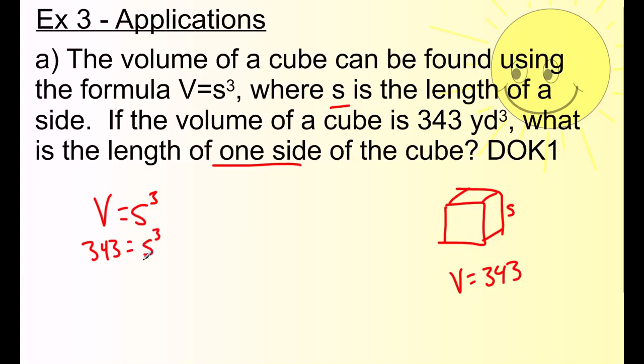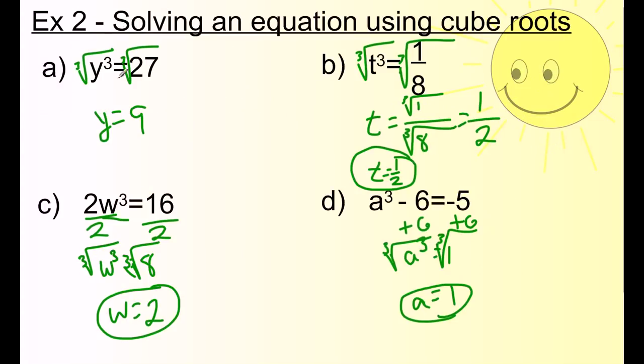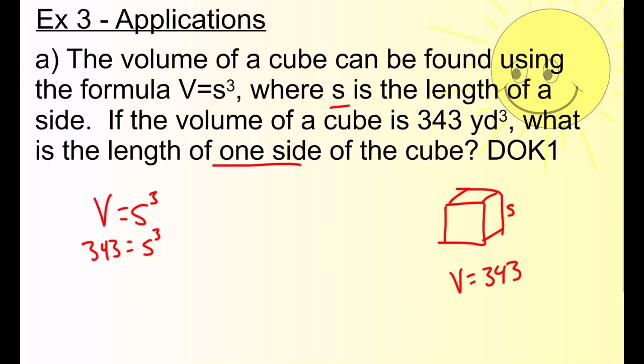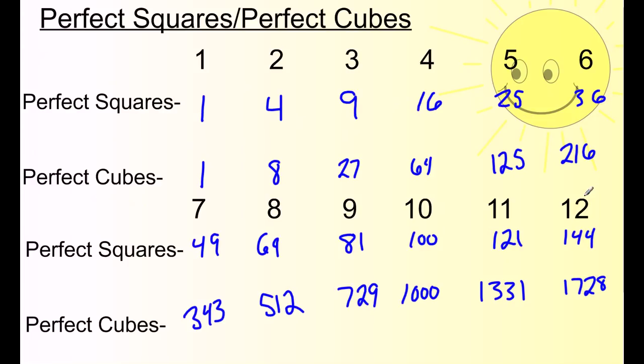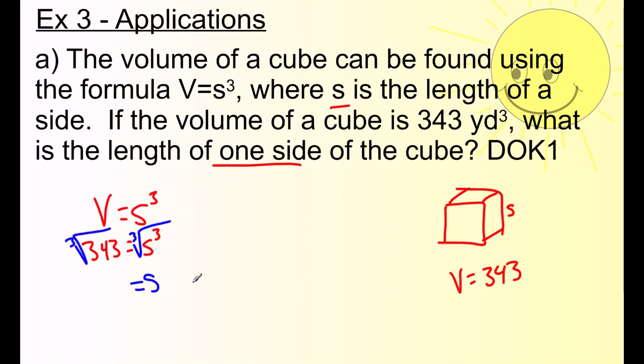Well, to find this S, just like we did in the problems up here, you take the cube root of the thing. So I'm going to cube root each side. And a little 3 in there. And if I take the cube root, it cancels out the cube. So I get S equals the cube root of 343. Was that one of our special cube roots? There it is. 343 is the perfect cube of 7. So if I take the cube root of 343, I get 7 yards. So each side of the cube is 7 yards long.